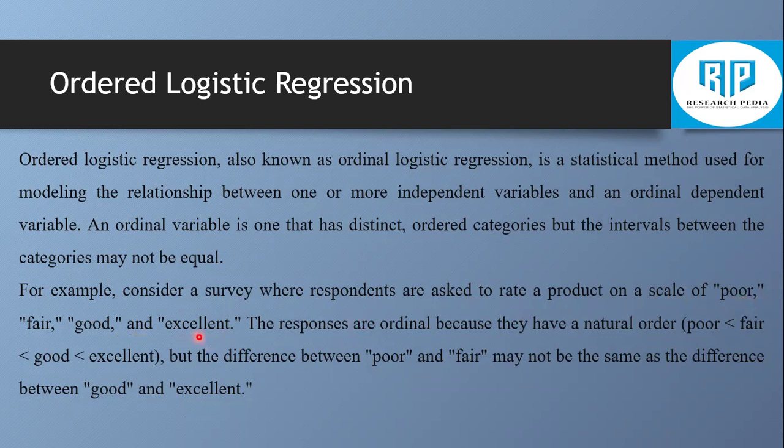So whenever your dependent variable represents some order, some rank from highest to lowest or from lowest to highest, you are going to use the ordered logistic regression. The responses are ordinal because they have a natural order: poor is less than fair, less than good, less than excellent. But the difference between poor and fair may not be the same as the difference between good and excellent. Obviously, the difference may not be equal because they are showing some rank.